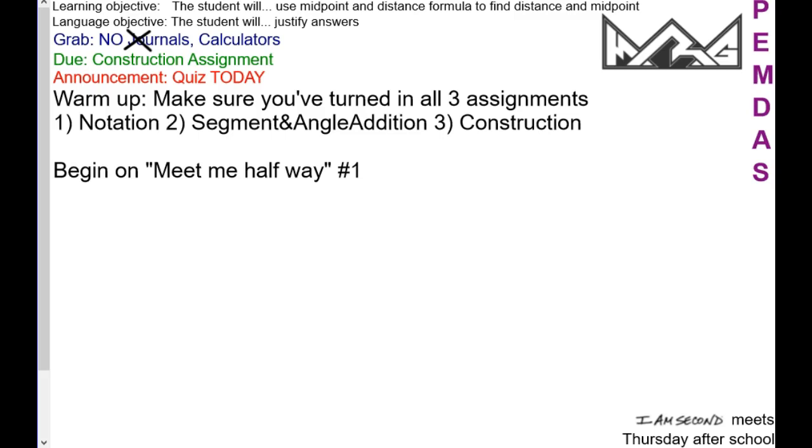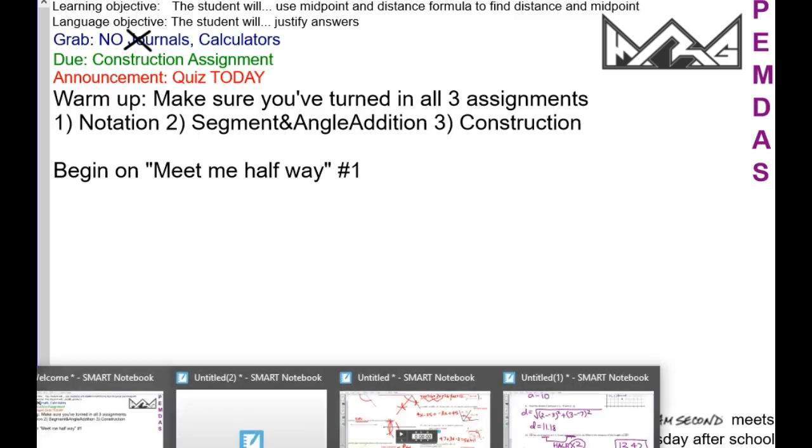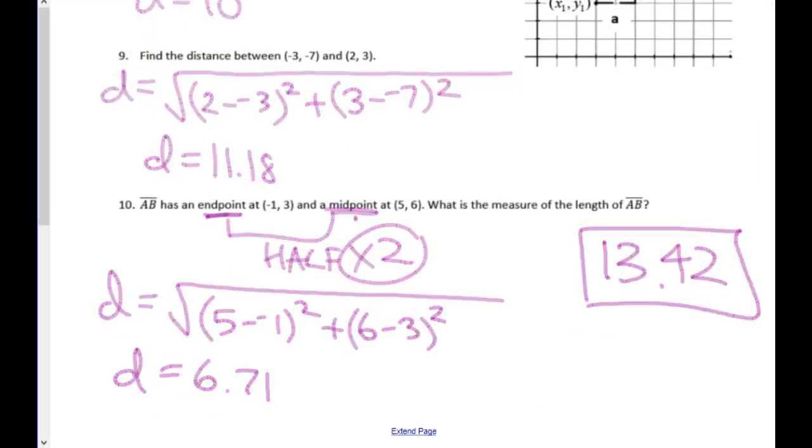And hopefully you've turned in all 3 assignments: notation, segment and angle addition, and construction assignments. They are over here off to the left on this sliding whiteboard, labeled 1, 2, and 3. That's what they look like if you need a visual, okay? And you should have begun, meet me halfway, and if you hadn't, here we go with this, okay?